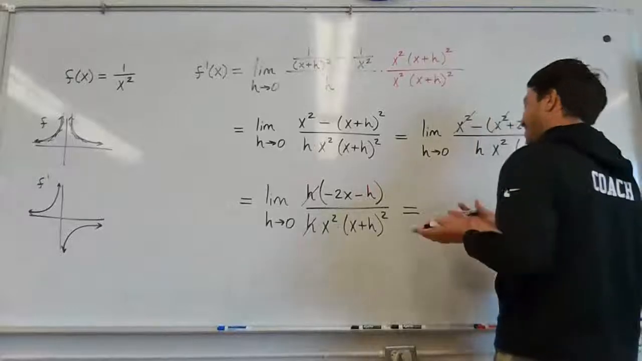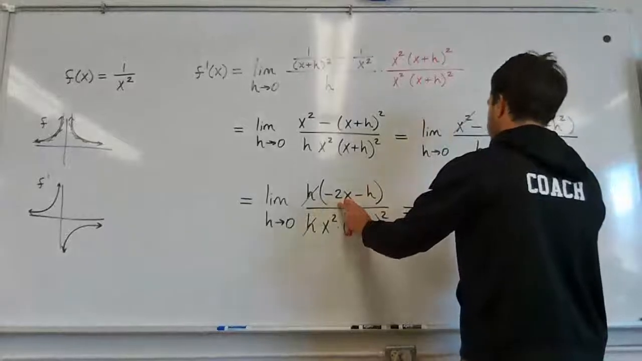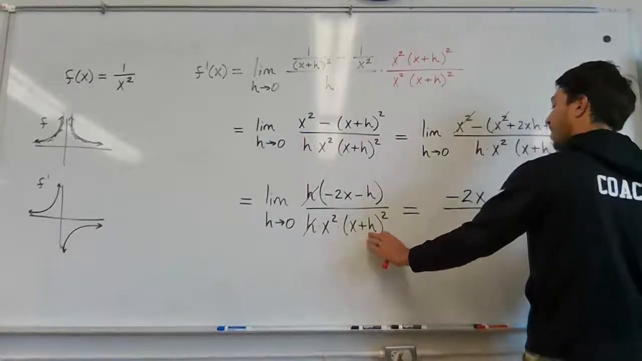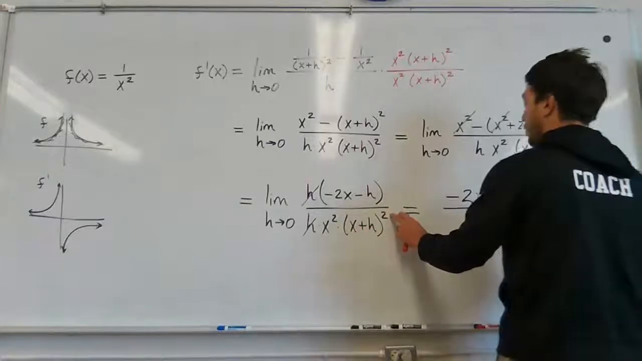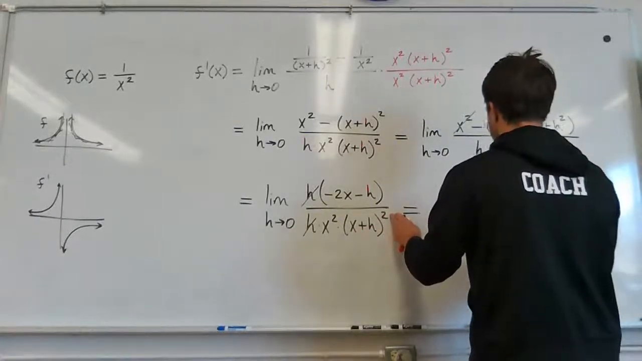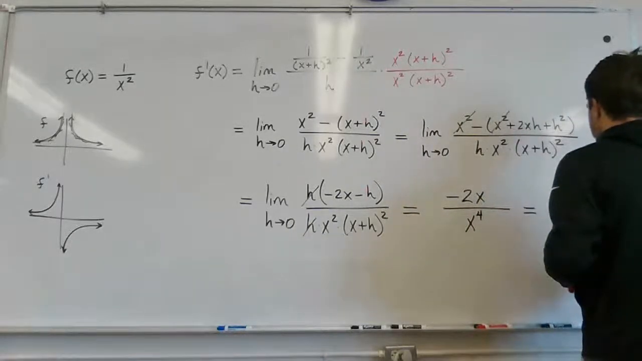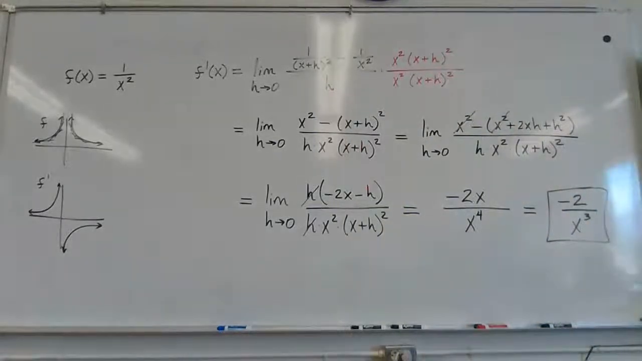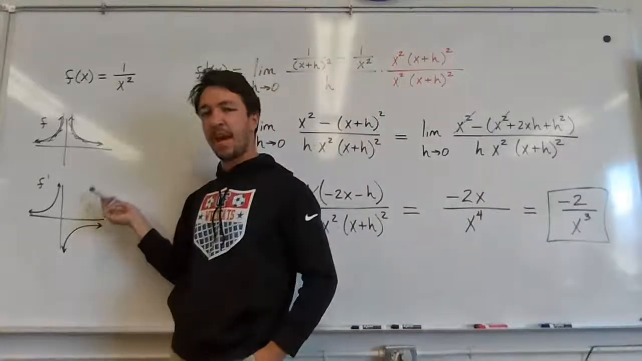Plug in 0. Plug a 0 in here, the top is negative 2x. Plug a 0 in the bottom. That's a 0 now. So you have x squared times x squared, which is x to the 4th. Cancel a little bit, and you get the answer. That's a nice answer. It looked like an answer. Now does that agree with that? Yeah.